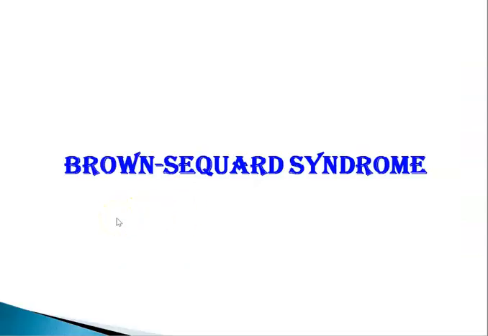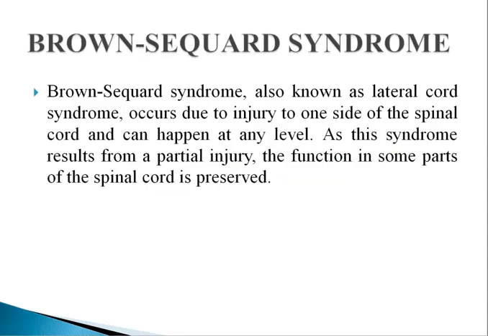Today we are going to discuss the topic Brown-Sequard syndrome. What is Brown-Sequard syndrome? It is also known as lateral cord syndrome. Actually, it occurs due to injury on one side of the spinal cord and can happen at any level. This syndrome usually results from a partial injury. The function in some parts of the spinal cord may be preserved.